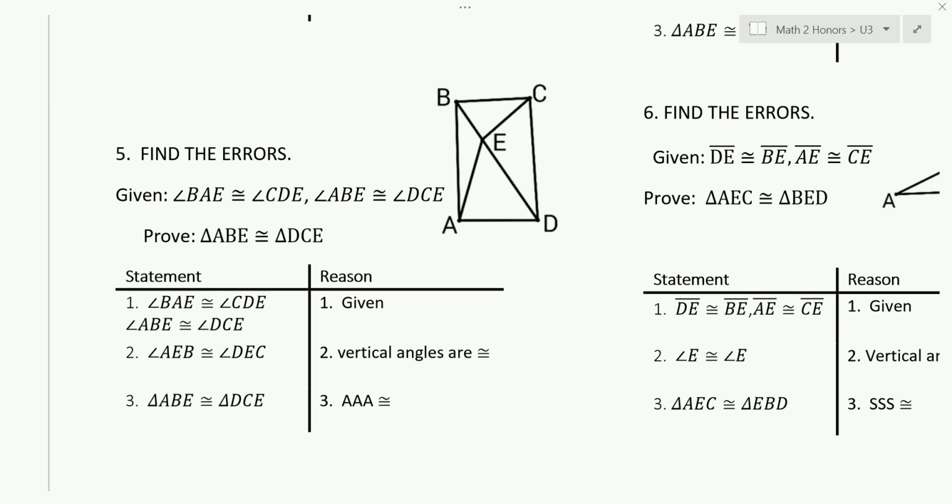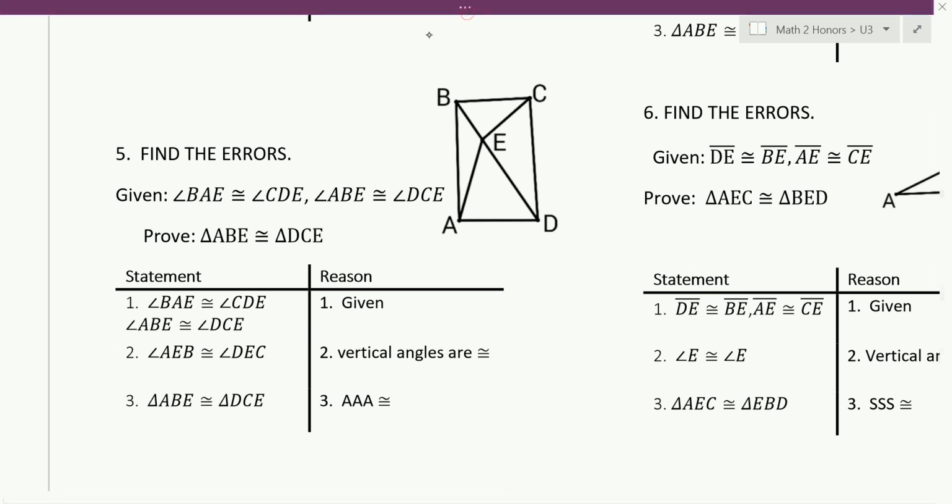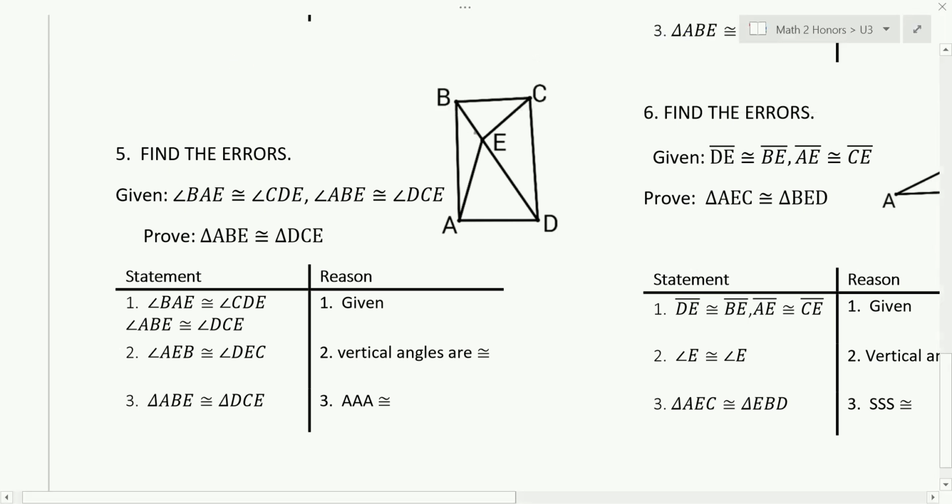All right, did anybody find an error? One error. Yeah, Elijah. Why is that an error? AEB, let me mark it. AEB is right here. Well, AEB is there. DEC, it's right there. Aren't those vertical angles? No, they're not. Okay, why not?